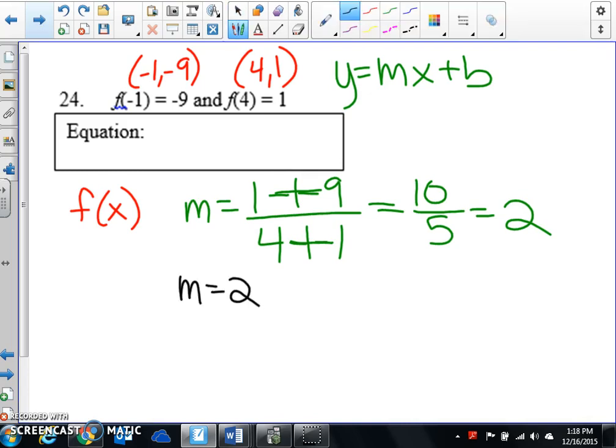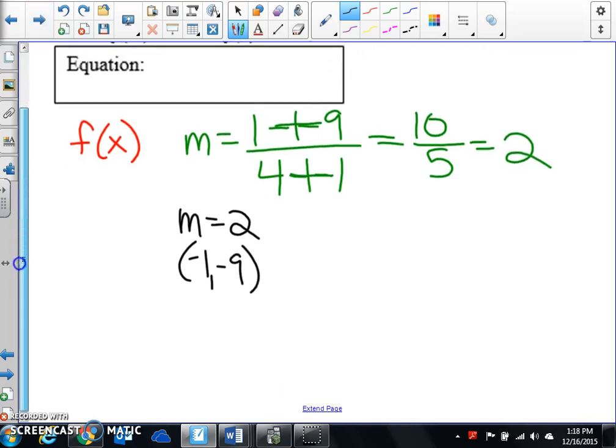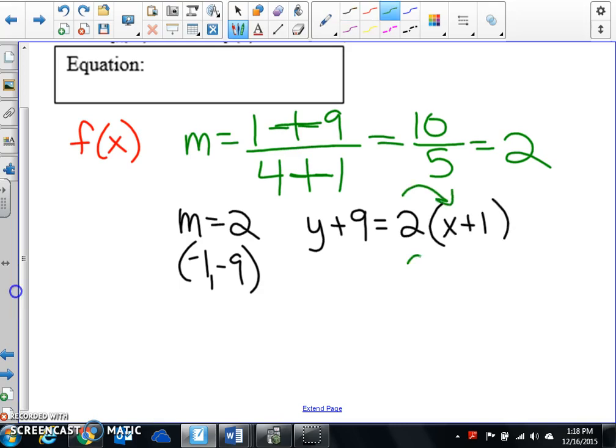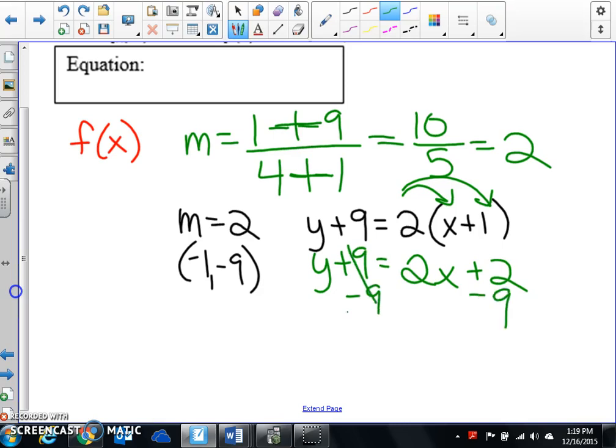So my slope is 2. And then I take either point. I'm going to use (-1, -9). Now I have a point. I have slope. So I do point slope. This is y plus 9 equals 2 (x plus 1). All right, now I distribute. 2 times x is 2x. 2 times 1 is a positive 2. And I subtract 9. So y equals 2x minus 7.